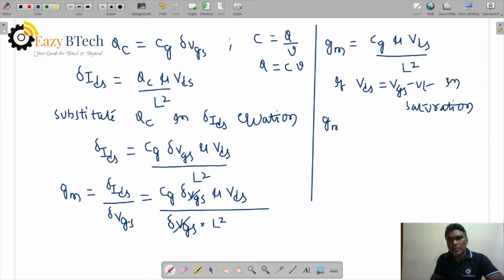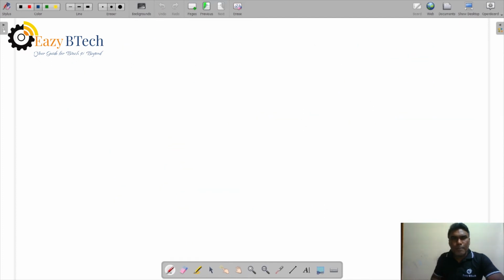Now Gm is equal to Cg into mu VGS minus VT. Substitute the Cg value. What is the gate to channel capacitance? Cg is equal to epsilon insulation, epsilon naught W into L by D. So this is a gate to channel capacitance. Let us take this one. Cg is equal to epsilon insulation, epsilon naught W into L by D.